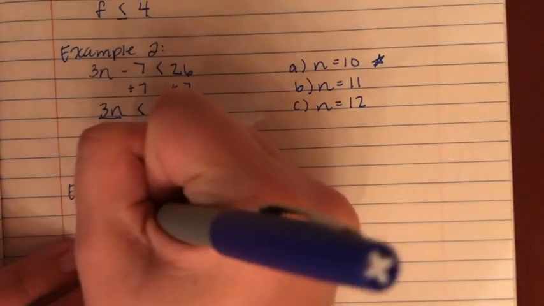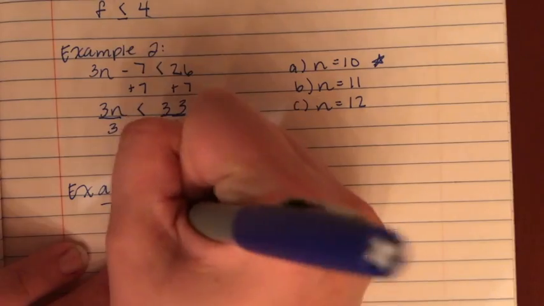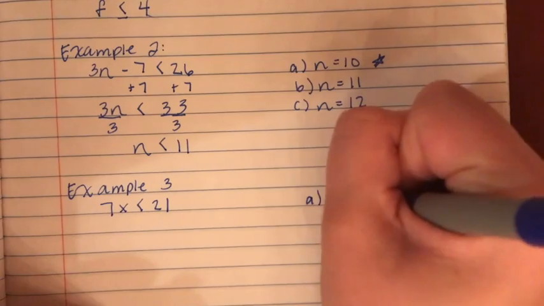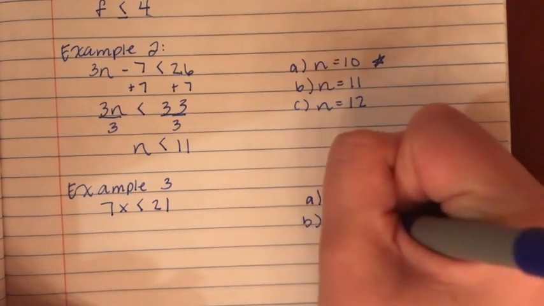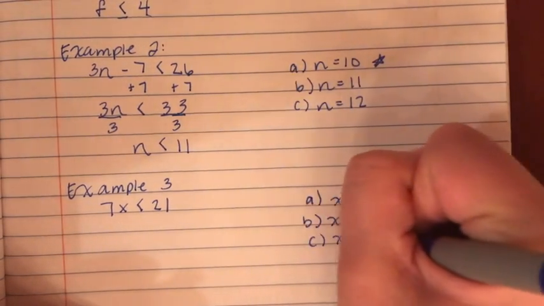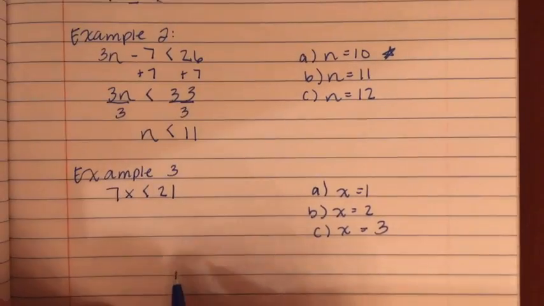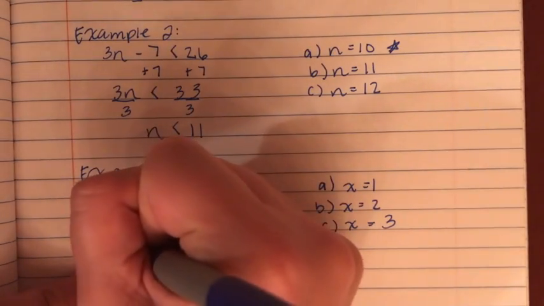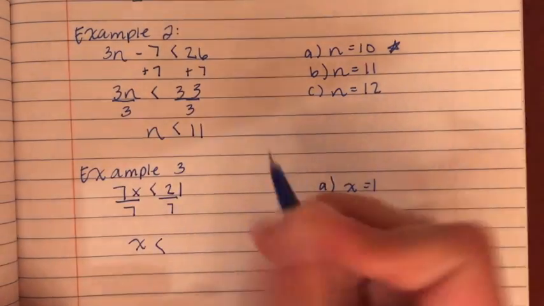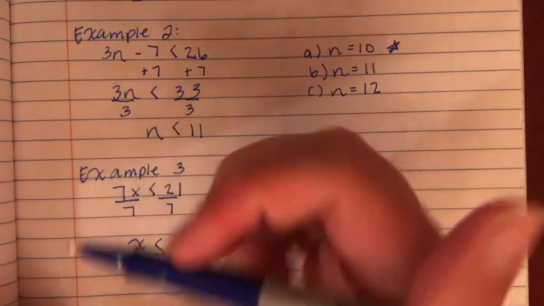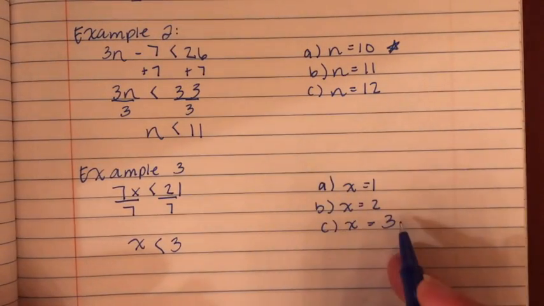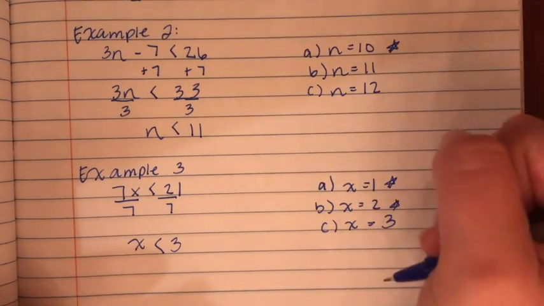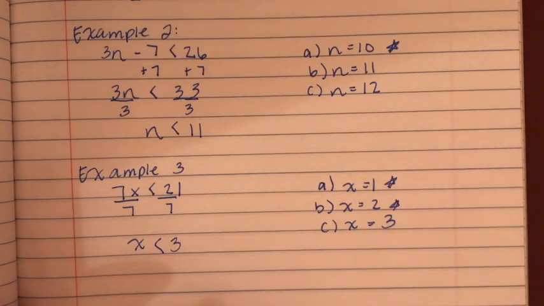I have 7x is less than 21, and my responses were A, x equals 1, B, x equals 2, and C, x equals 3. So again, I'm going to work through and solve. So divide both sides by 7. I get x. I divided by a positive number, so my sign stays the same. x is less than 3. 3 is not less than 3. 2 is less than 3. And 1 is less than 3. So those are my valid responses.